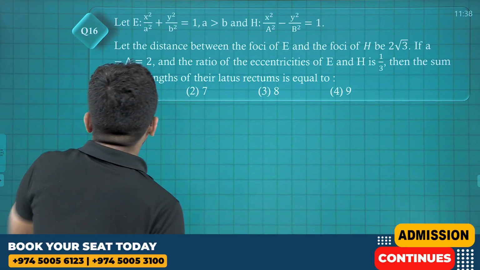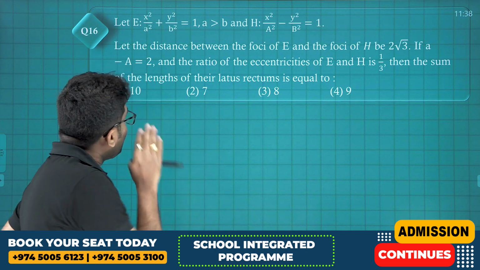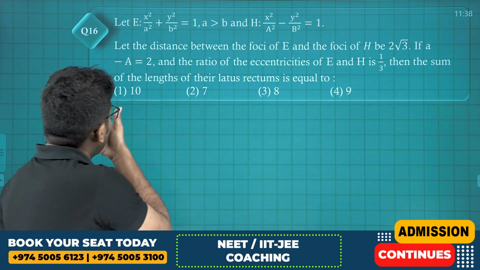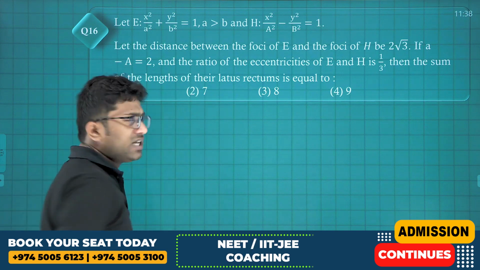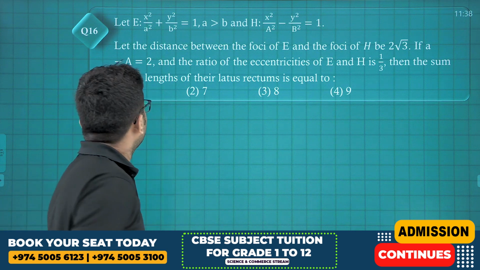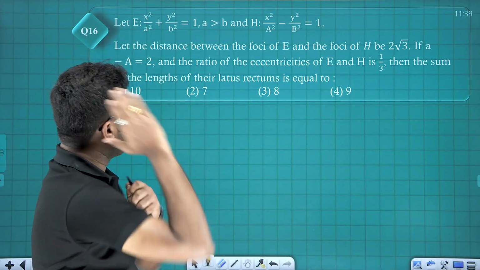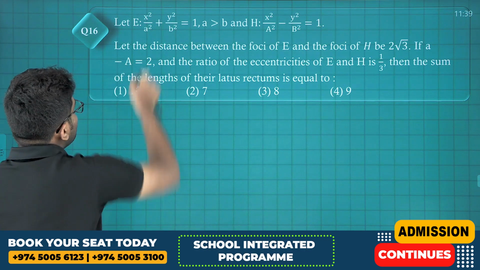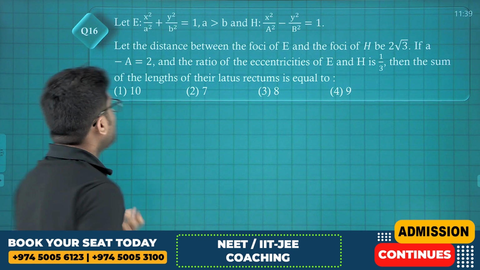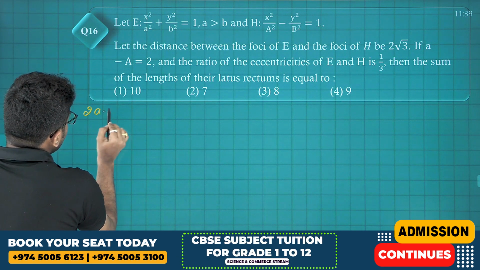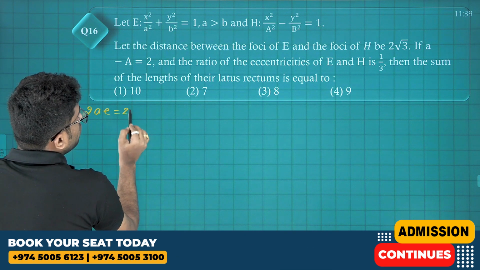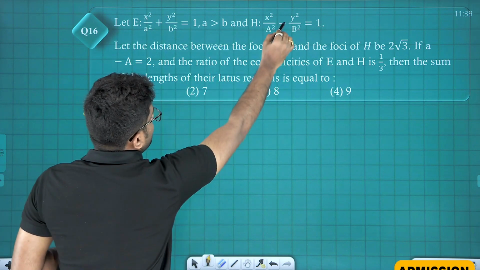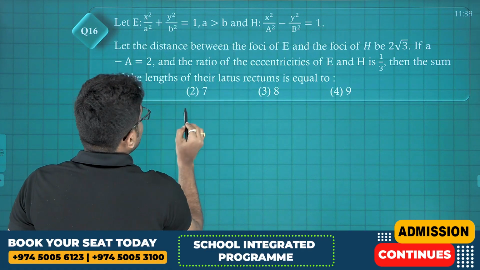Next question. They have given an ellipse and a hyperbola such that a is greater than b. A greater than b means a horizontal ellipse. Let the distance between the foci of E and H be 2 root 3. What is the distance between the foci of this ellipse? 2ae. So 2ae is equal to 2 root 3. And the distance between the foci will be the same for this hyperbola also.